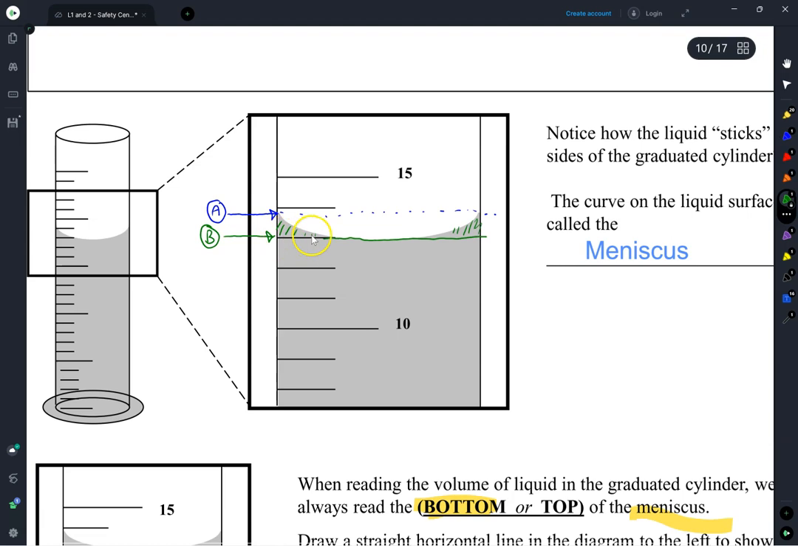By reading the bottom of the meniscus, you are underestimating by just a small amount on either side. On the other hand, reading the top of the meniscus means you are overestimating the volume by quite a bit. So it's much better to underestimate by a small amount than to overestimate by a large amount, which is why we prefer to read the bottom of the meniscus.